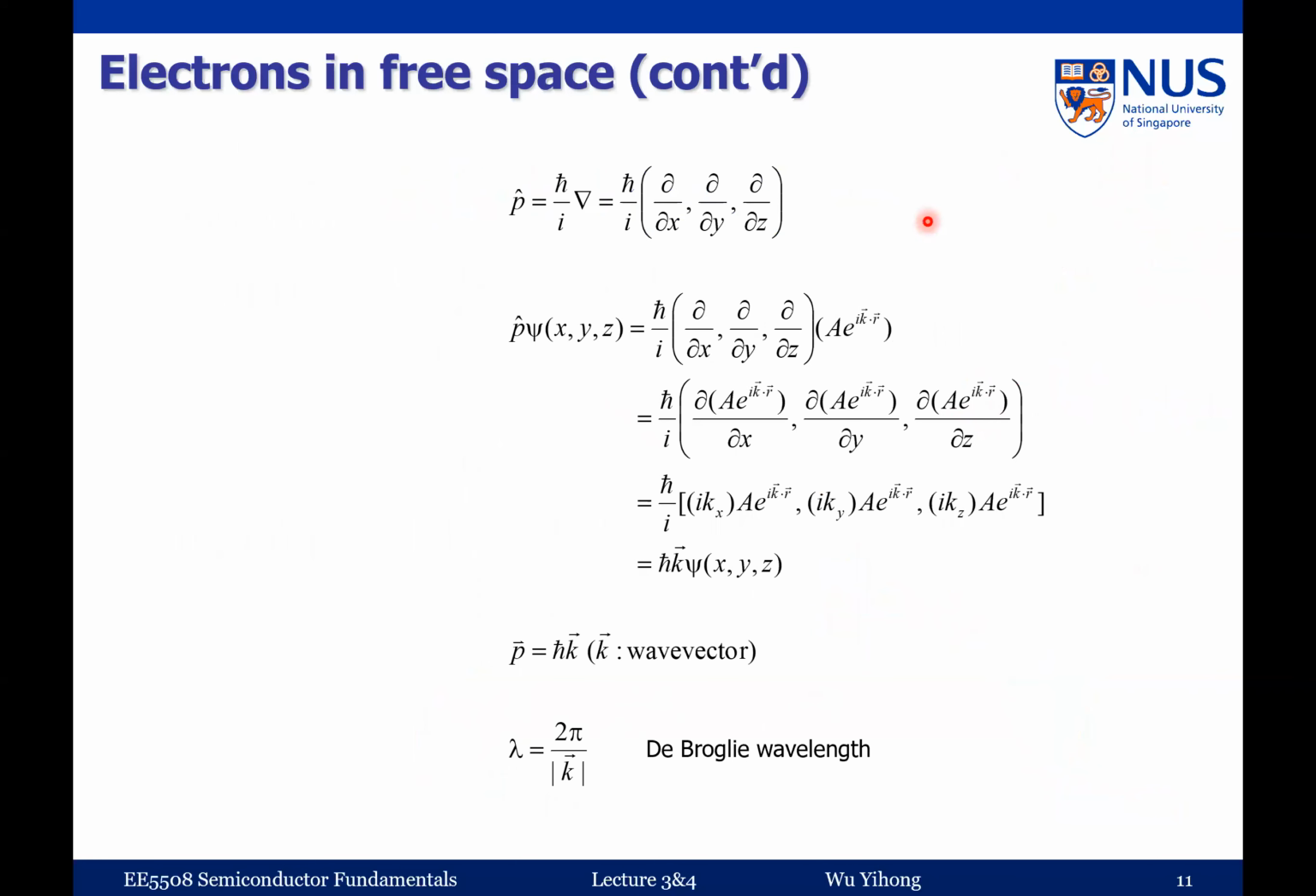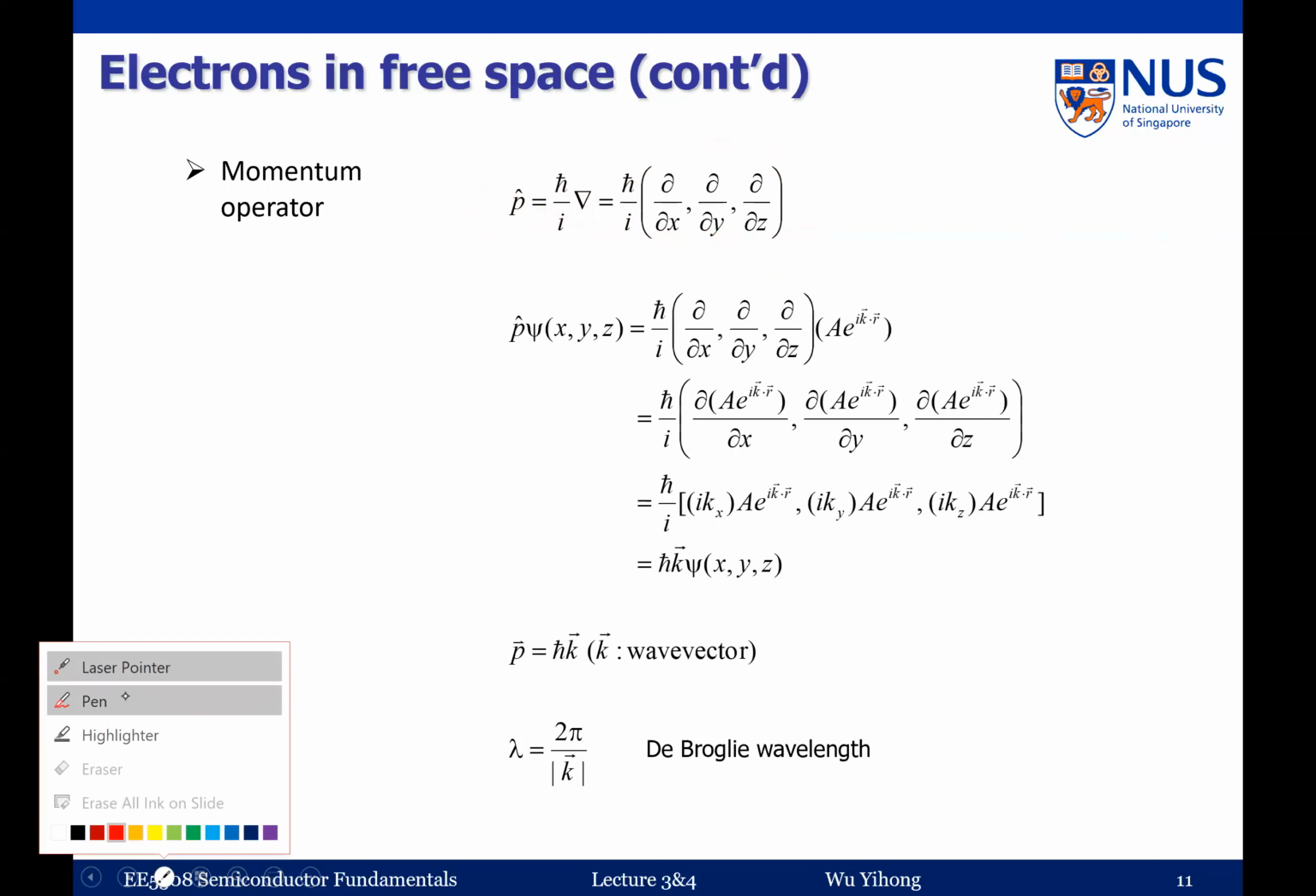Okay. So now, how about the momentum? For free space, remember the momentum operator is given by this one. I already explained it when I talked about the basic concept of quantum mechanics. The momentum operator is given by Planck constant divided by i multiplied by del. So it's given by this one in the xyz coordinate system.